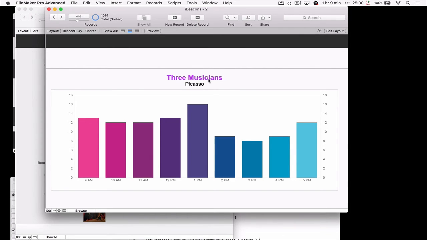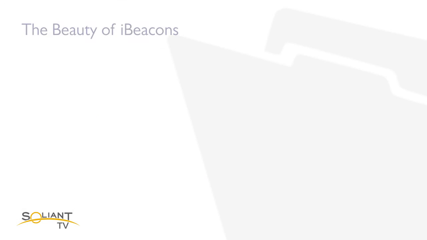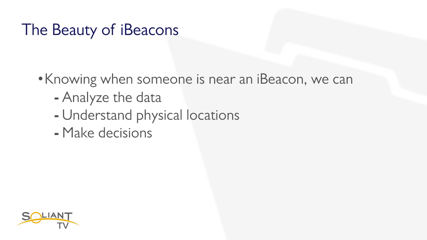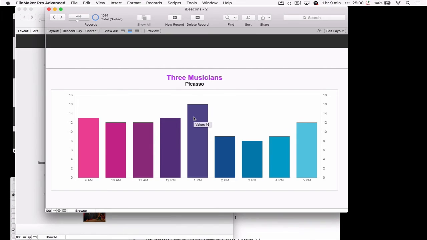There are a lot of things to understand about the physical location of these items, but that's the beauty of the iBeacons: by knowing when someone is in range of an iBeacon, we can analyze the data, we can understand the physical location of things, and we can make decisions based on that. So if we wanted another piece of art to potentially get more attention, maybe we move it closer to something else. These are times where things like the exit and the entrance matter, maybe the proximity to a cafeteria and restrooms.